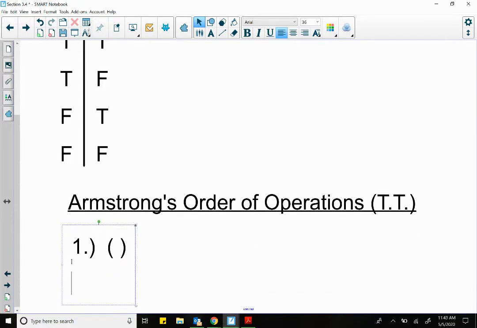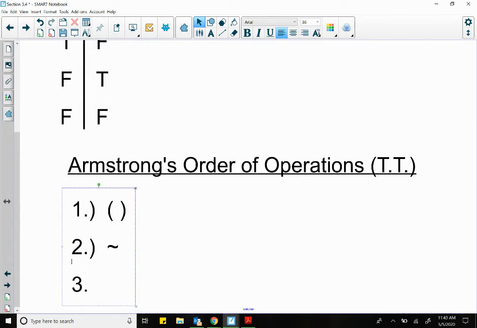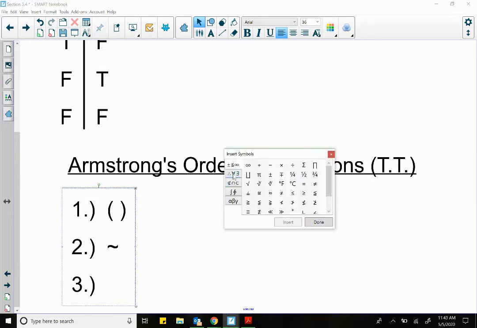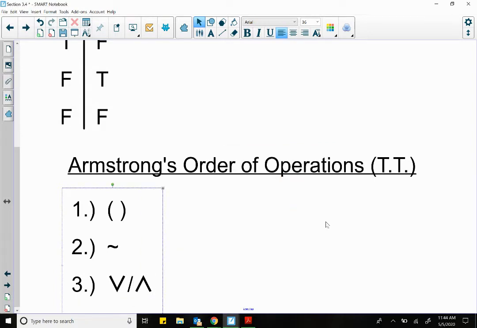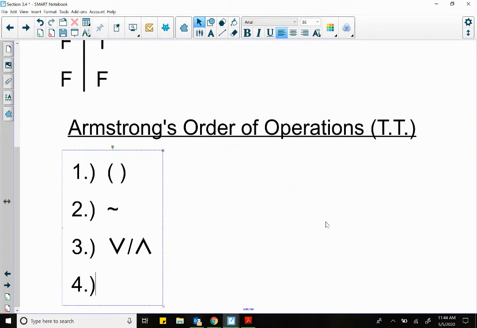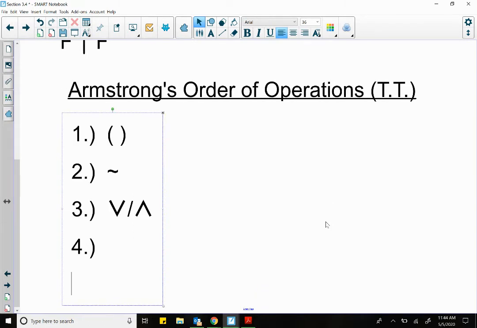Parentheses. Second thing you deal with? Negations. The third one you will deal with? Ands and ors. Let's grab that information right up here. So ands and ors. Where are you? There you are. So there's the or. There's the and. Okay. And then the fourth are conditionals. And the fifth are the biconditionals.